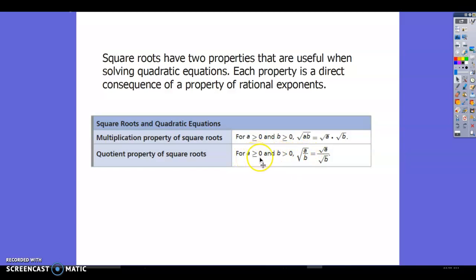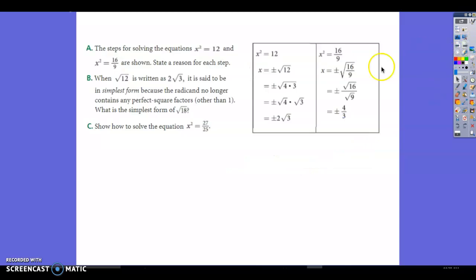So for all positive numbers a and b, the square root of a over b equals the square root of a divided by the square root of b. So very similar to the other property. Basically, it's saying you can separate into multiple square roots. All right, so let's look at some examples.